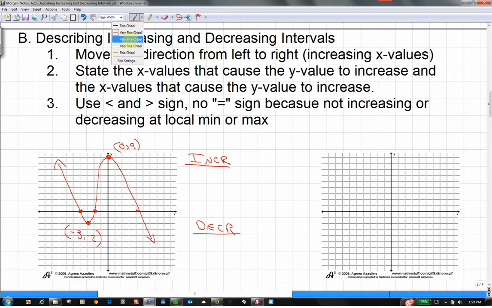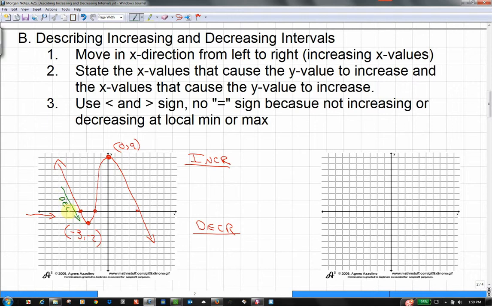What I'm going to do is I'm always going from left to right in the x, going to increasing x values. And what we're going to decide is where's the y value going down. Where's it decreasing? So as I move from left to right, you can see that in this area would be a decreasing. My y value is dropping, right? So that's a decreasing interval.